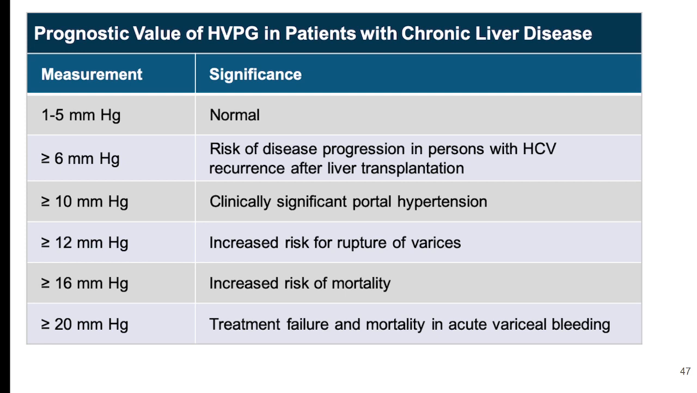When the pressure increases to 12 mm, there is a risk of rupture of the varices, esophageal varices. Now, once portal hypertension occurs, the consequence will be that the portocaval anastomotic vessels, the vessels which connect the systemic vessels and the portal vessels, tend to get dilated. And the most important portocaval anastomotic vessels are in the lower end of the esophagus and in the rectum, the anus, as well as the superior surface of the liver, the diaphragmatic surface of the liver.